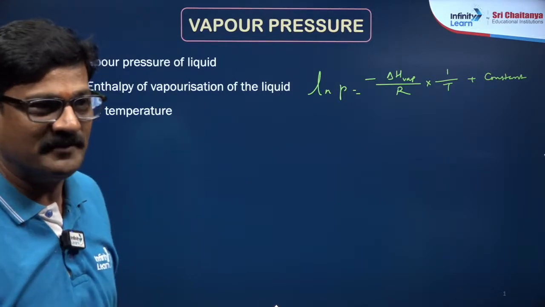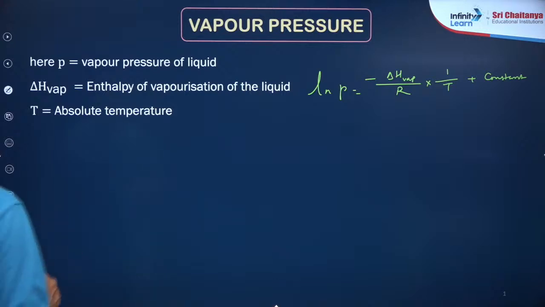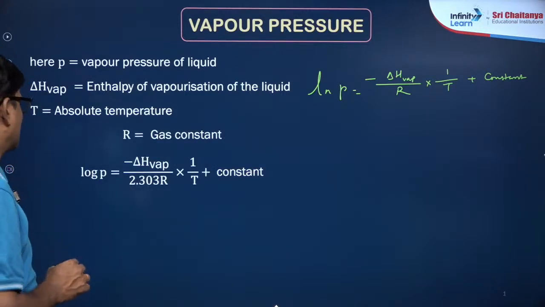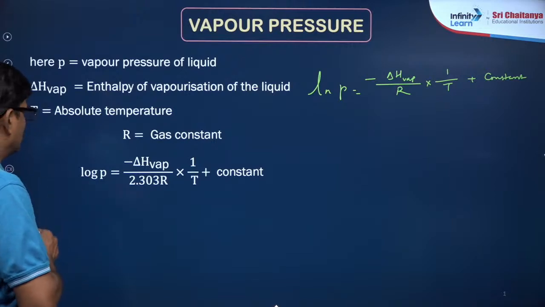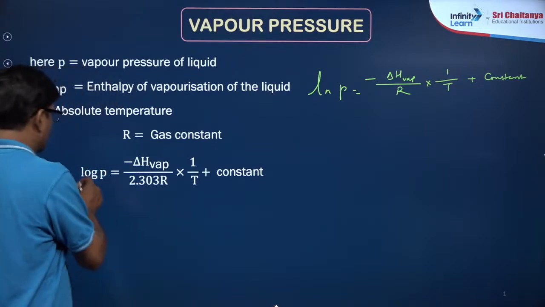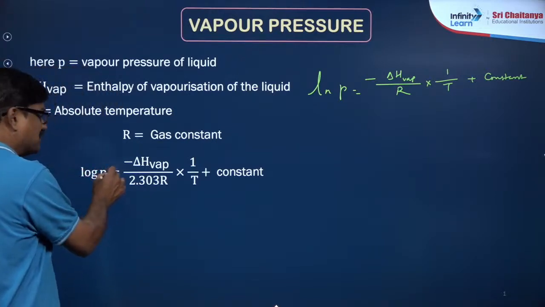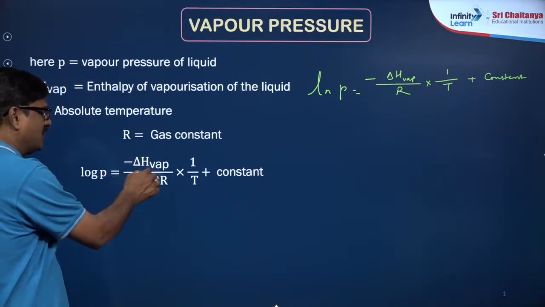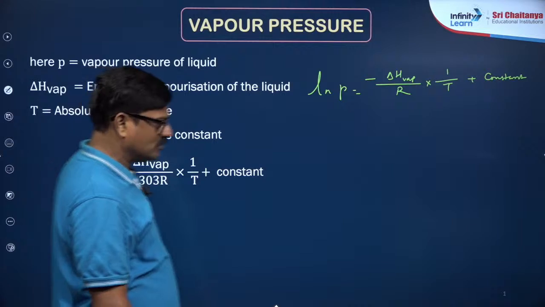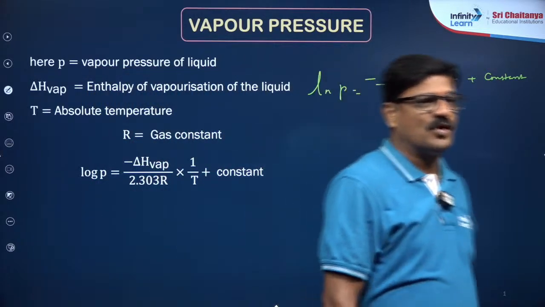When I ask for doubts, you present the doubt, then I am going to answer that. Clear? Right. T is the absolute temperature and R is the gas constant. If you want to take the logarithm to the base 10, then log of the vapor pressure is equal to minus delta H vap by 2.303 R into 1 by T plus constant.